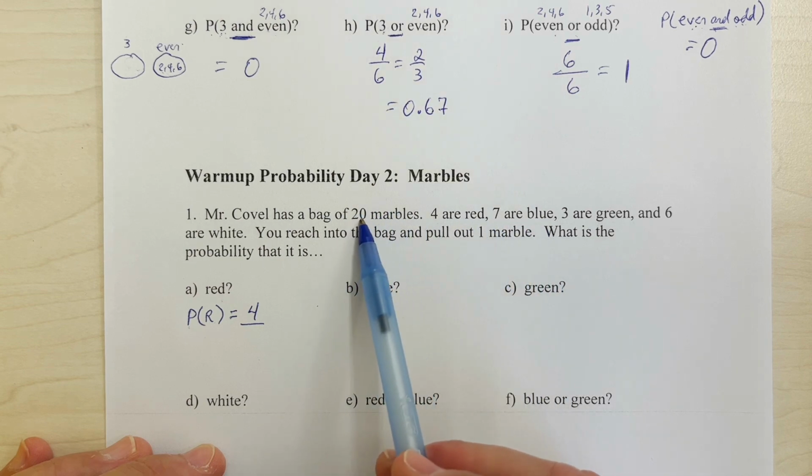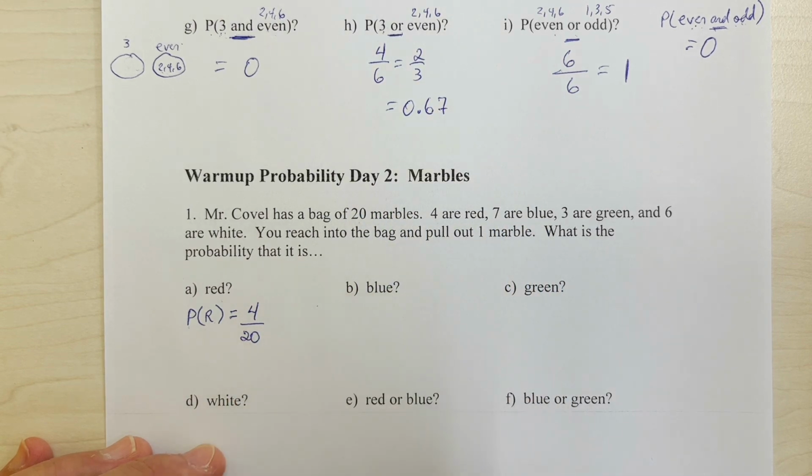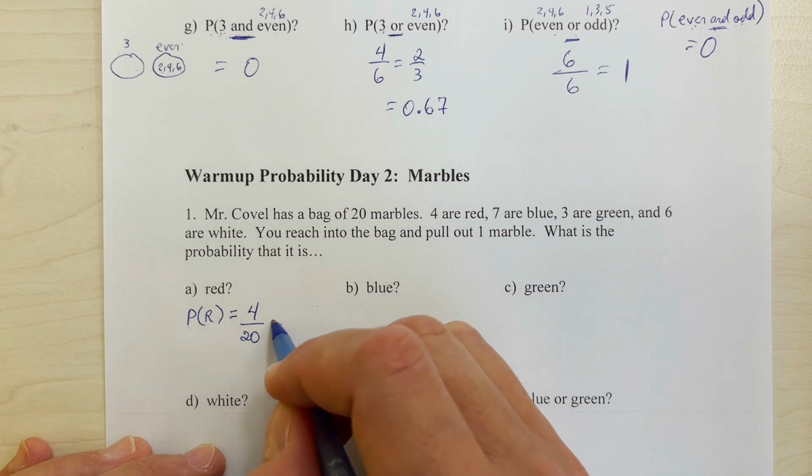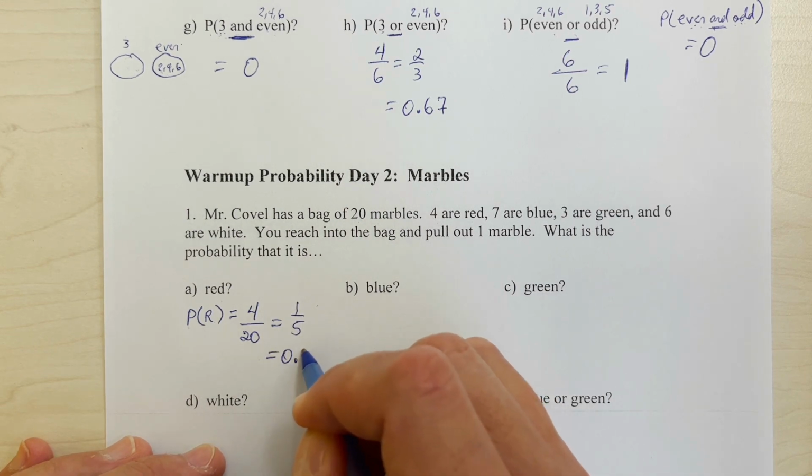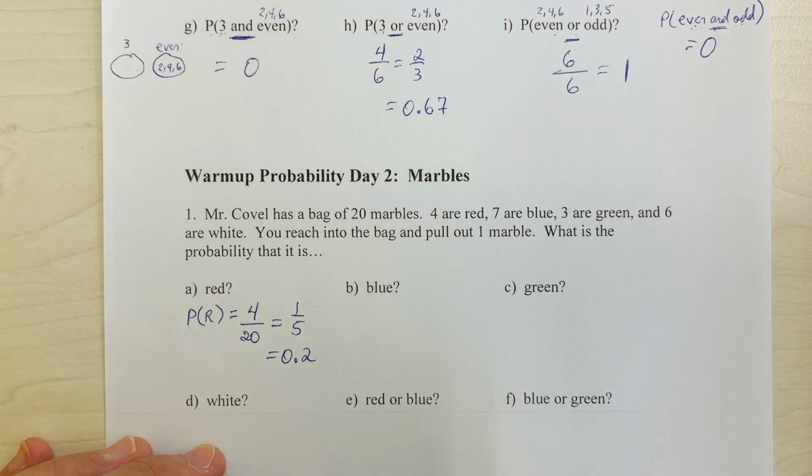Divided by, what is the total number of outcomes? Well, they told us we have 20 marbles. So it's 4 over 20. You could simplify that, divide by 4, we get 1/5, which is also 0.2. Okay, as a percentage, that would be like 20%.